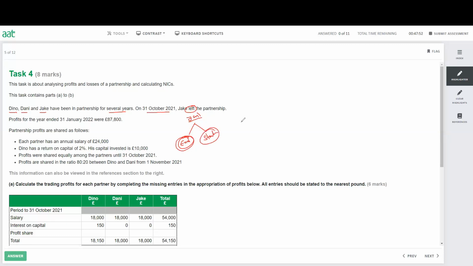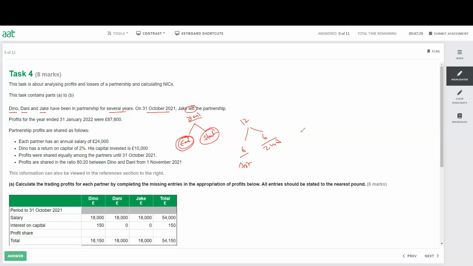For example, if you have a 12-month period and someone left after 6 months, and someone joined after 6 months, you'll have a first calculation up to 6 months, and the next calculation will be for the next 6 months or even after 9 months. So you have to stop when someone leaves or someone joins. There will be new workings from that time. So you need to make sure you understand it.